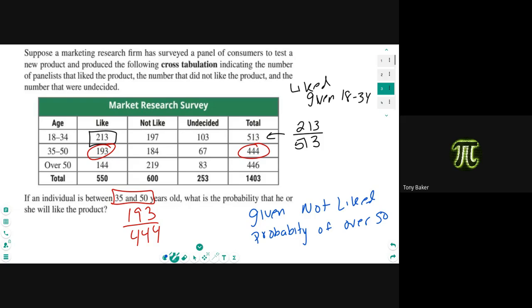Yes. So the bottom is where we're given. The bottom is not liked, which in this case is 600. And then the top is over 50, which is the 219.